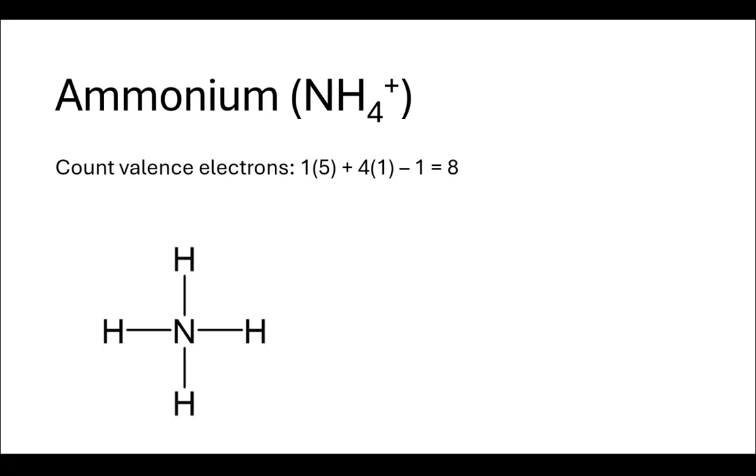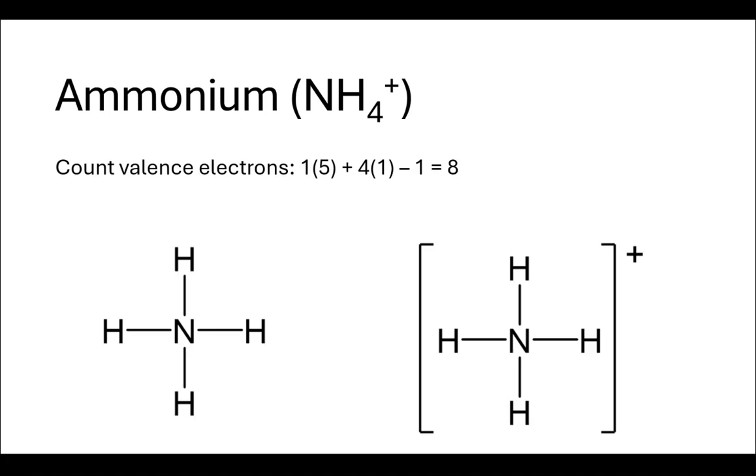We check to see if the octet rule is satisfied for everyone. Remember, hydrogen can only ever have 2 electrons in its valence shell. It can never make more than 1 bond. So those 4 hydrogen atoms are happy. The nitrogen is making 4 single bonds, so it has a complete octet. So we're done, except that, as I mentioned before, to be done, we actually are going to set a pair of brackets around the ion and put a plus charge to the side. And that's how we indicate that rather than being a neutral molecule, it's a polyatomic ion.